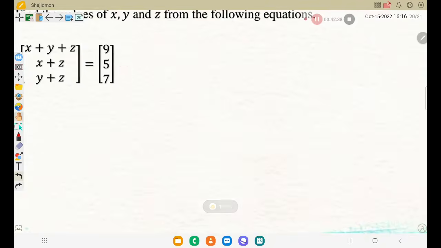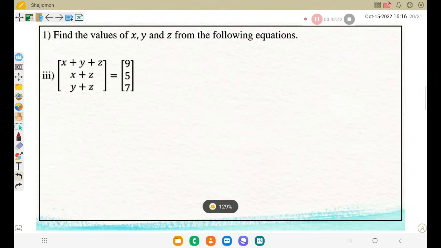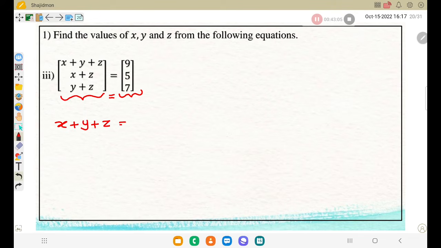Question number 1, 3. Find the values of x, y and z from the following equations. So same like this matrix equal to this matrix, correct? So we can start: first, x plus y plus z equal to 9. Second one, x plus z equal to 5. Y plus z equal to 7.